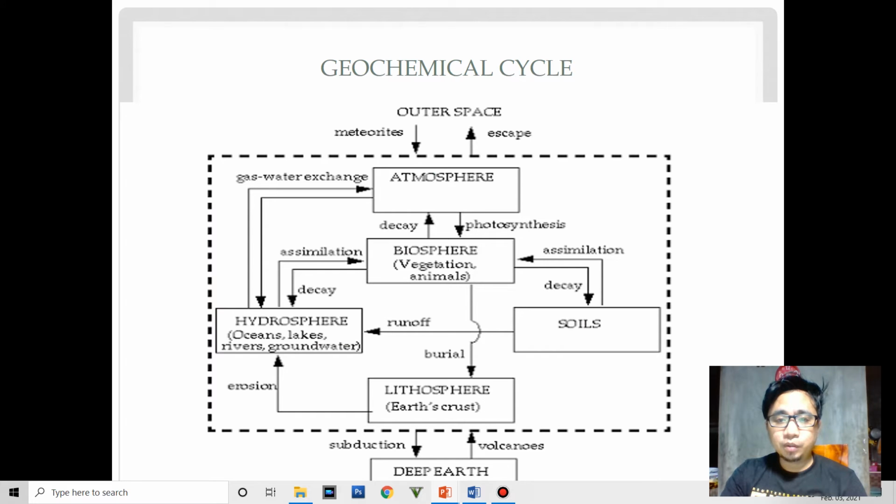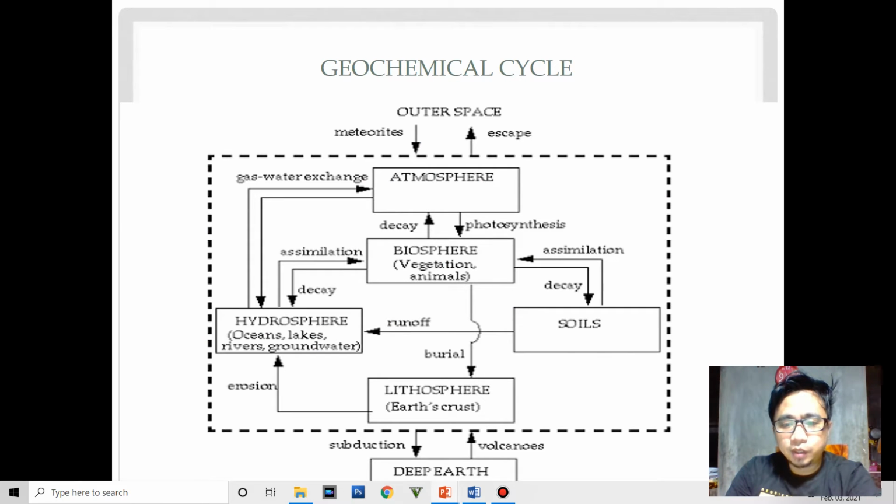So let me show here a certain diagram on the geochemical cycle, so that you can appreciate the subject of geochemistry. So of course, when the Earth is formed, there will be original layers. Out of that, there will be land and a body of water, land and water.